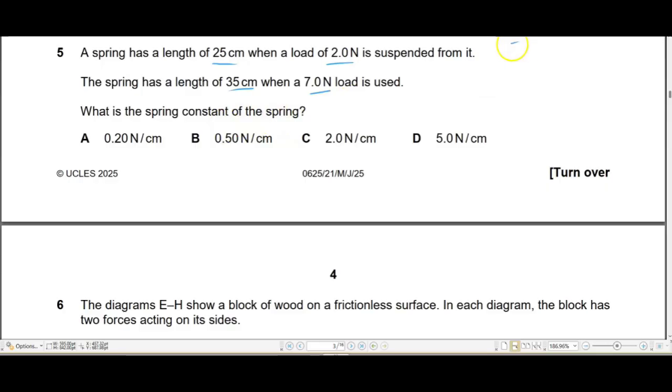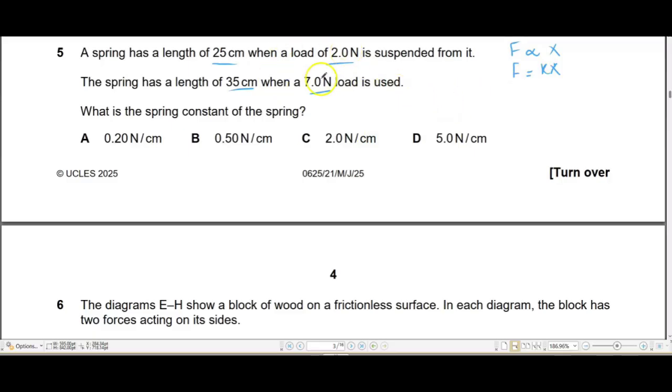Okay, for the spring constant, we know that force is directly proportional to the extension, and then in order to get rid of this proportionality sign, we have this. So this is the equation used to find the spring constant, but we have two values over here.